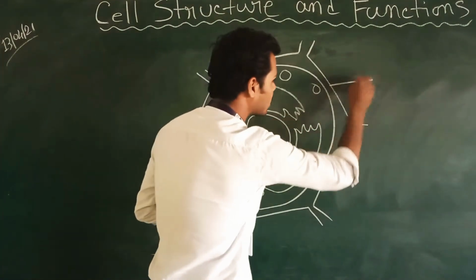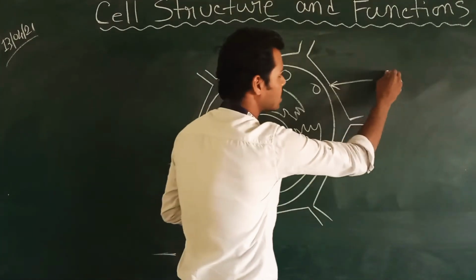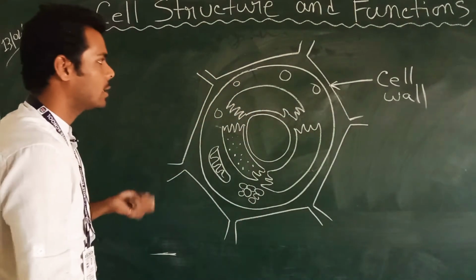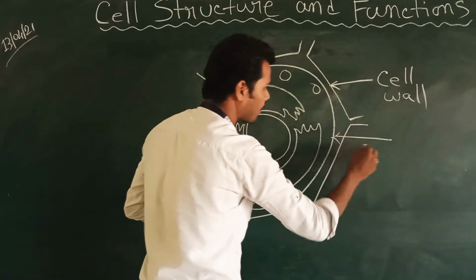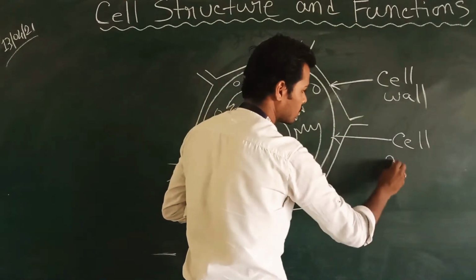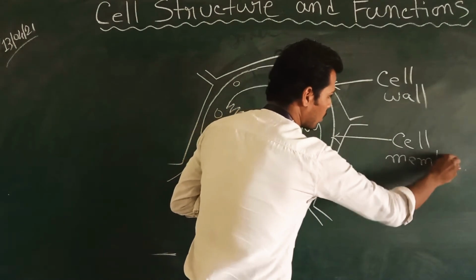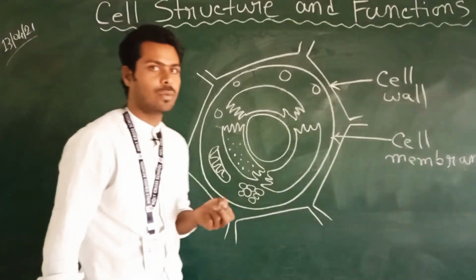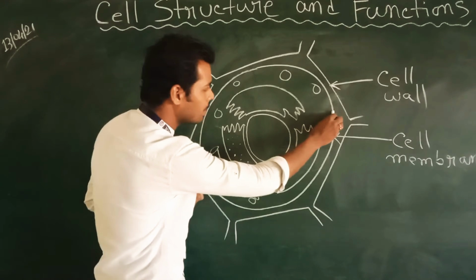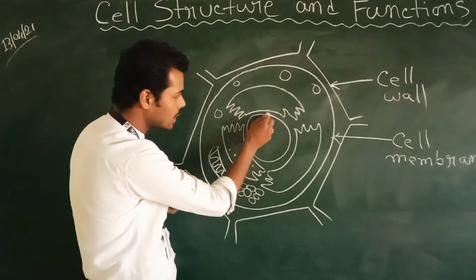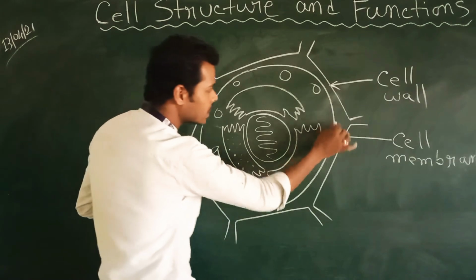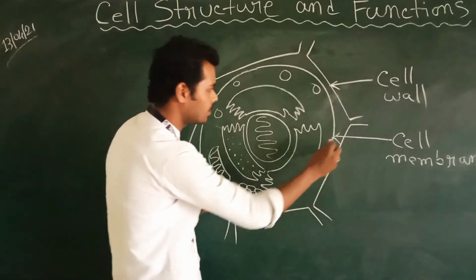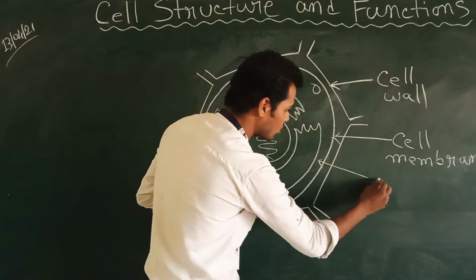The outermost one, I can label it as the cell wall. The second layer is the cell membrane. The third structure is your cytoplasm, which extends from your cell membrane to the nuclear membrane. This one is the nucleus and this is the cell membrane. In between these, the jelly-like structure is called cytoplasm. I am just pointing out the cytoplasm here.